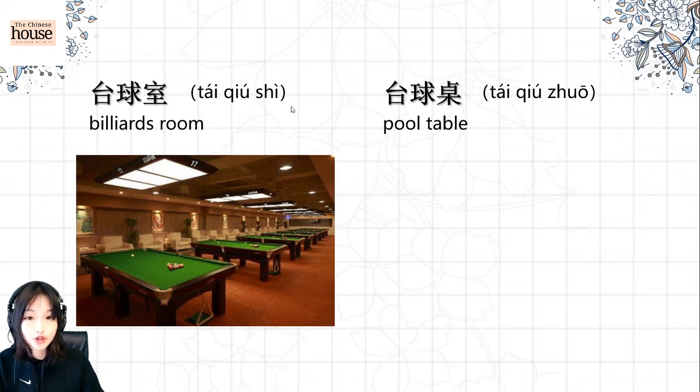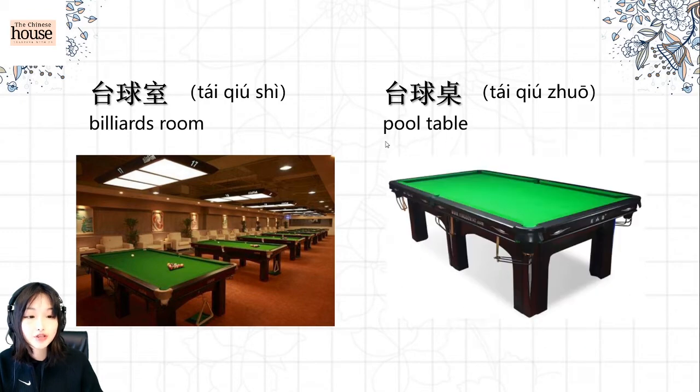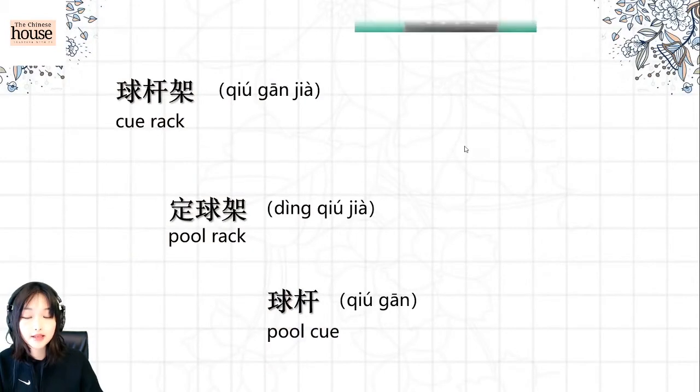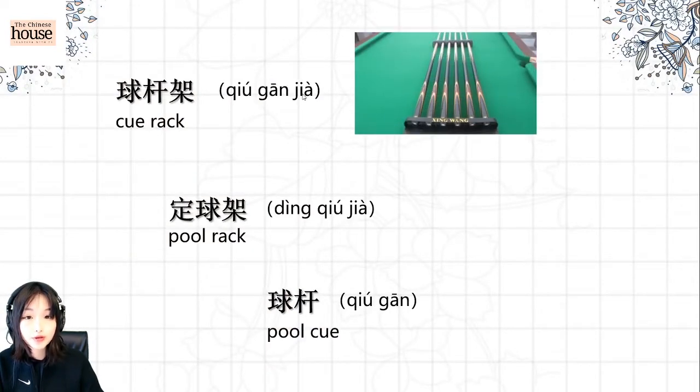台球室. And pool table, 台球, which means billiards or pool. Pool table, 台球桌. We have learned 桌 before, which means desk or table. So here, pool table, 台球桌. And then cue rack, 球杆架. We have learned 架 before, which means rack. 球杆架.